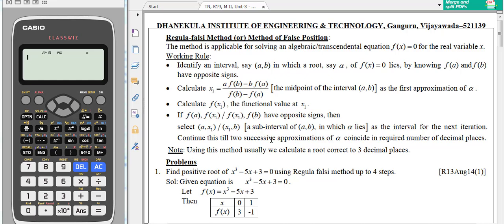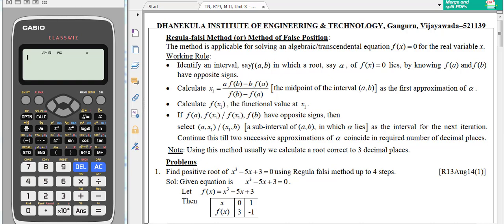In this video I shall explain the regula falsi method, which is also called the method of false position. With the help of this method we can solve an algebraic or transcendental equation in the form f(x) = 0 for the real variable x. The working rule that we adopt to apply the regula falsi method is as follows.